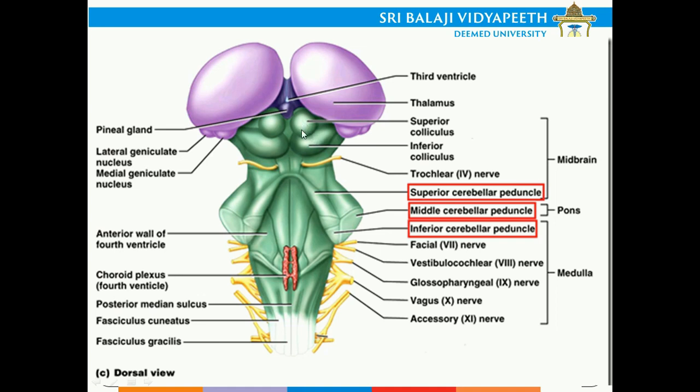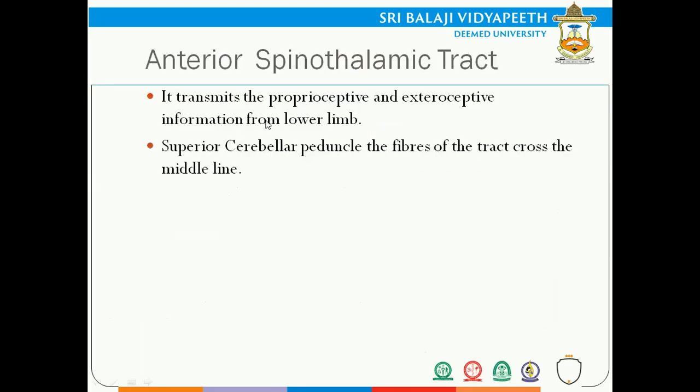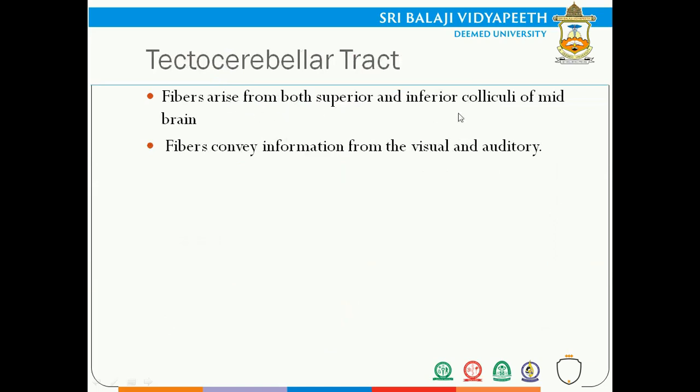From the superior colliculus to the inferior colliculus, the fibers pass through the superior cerebellar peduncle to reach the cerebellum. Okay. So the superior and the inferior colliculus are part of the midbrain. Right. So the fibers from the superior and the inferior colliculus of the midbrain come to the cerebellum through these fibers, and the fibers mainly convey information of the visual and auditory pathway. Take a note, very important: visual and auditory pathways are conveyed through the tectocerebellar tract from the fibers that come from the superior and the inferior colliculus of the midbrain to the cerebellum.